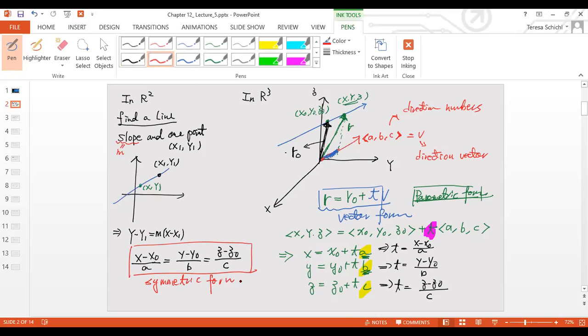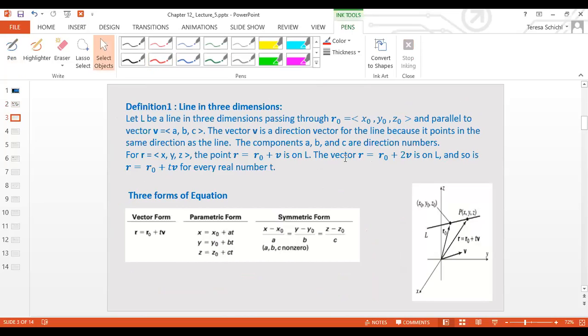Okay, so we have three ways to write a line in R3. The concept is pretty similar: you need to pass through a point, then you need to know the direction. Then we just use vector addition to find the line. So take a look at the definitions we just went through. I hope you understand. Remember, we have the vector form, parametric form, and the symmetric form.